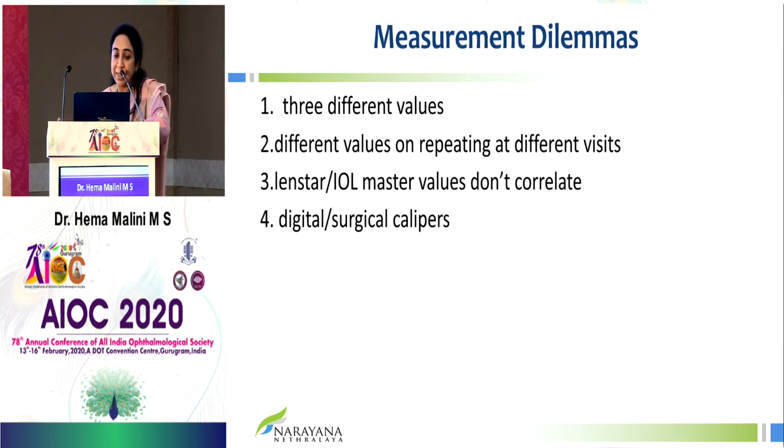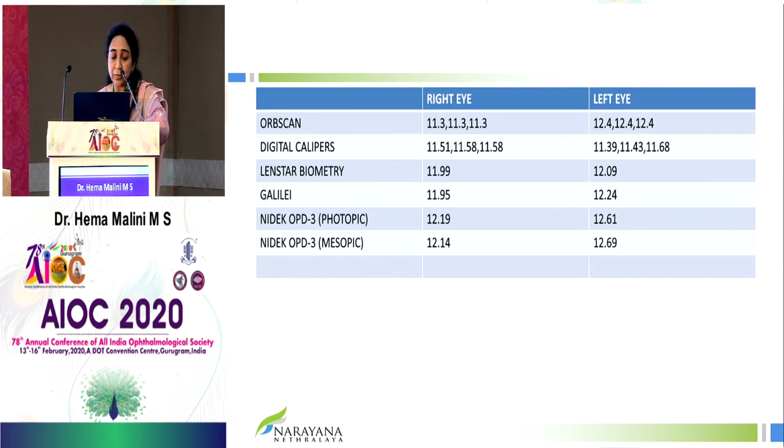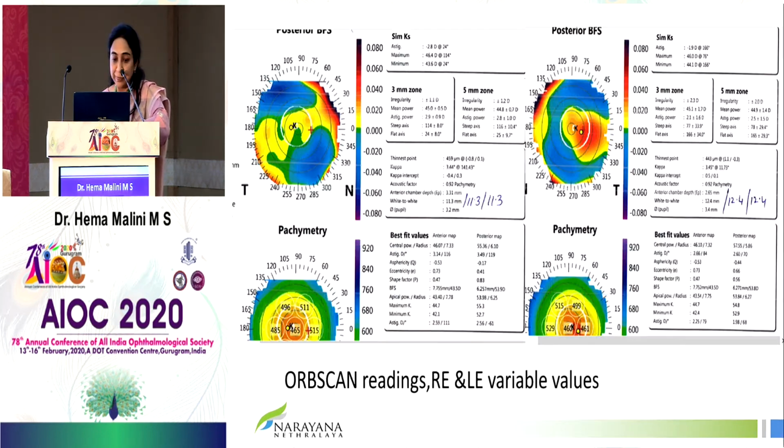So say, for example, you have a patient with 3 different white to white values, and you have differing values on repeating at different visits, or you find that the LENSTAR white to white or the IOLMaster white to white do not correlate with your OBSCAN values. What do you do? So this is such an example where you see varying values of white to white between the right and left eye on the OBSCAN, calipers, LENSTAR, and the NIDEK OPD3.